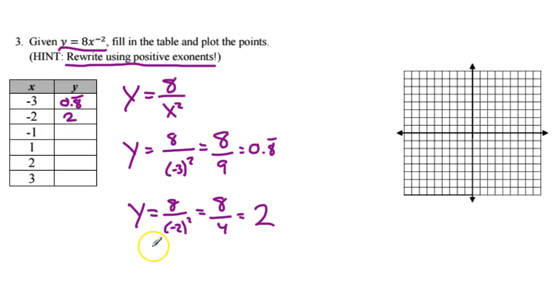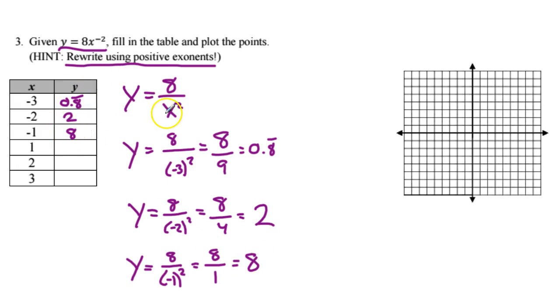And you know what? I'll do one more for you, just because I like you. I'll do the negative 1. So y equals 8 divided by negative 1 squared. Negative 1 times negative 1 is just 1, and that equals 8. So I'll put 8 right there.